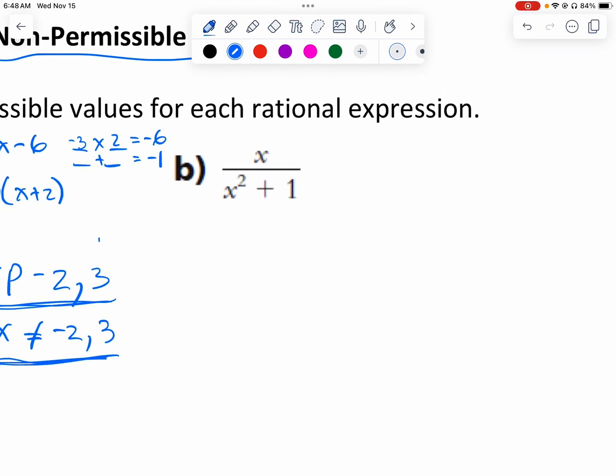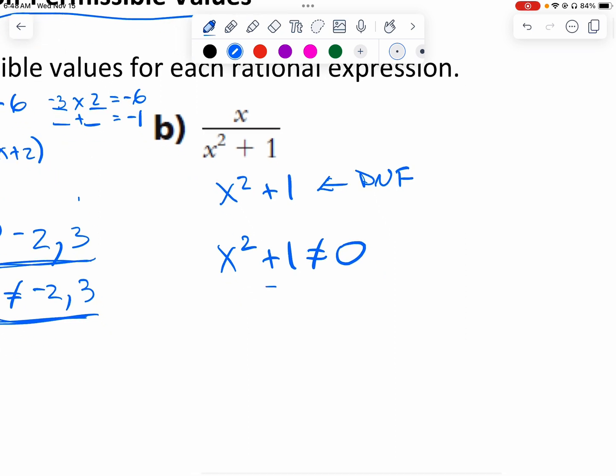What values make this expression undefined, or what are the non-permissible values? Well, if we look at x squared plus 1, this does not factor, does it? Okay. So now we have to try those other methods that we know in order to solve for x. We're still trying to determine what our non-permissible value is. So what can I put in for x that makes that x squared plus 1 equal to 0? And then I start to solve.